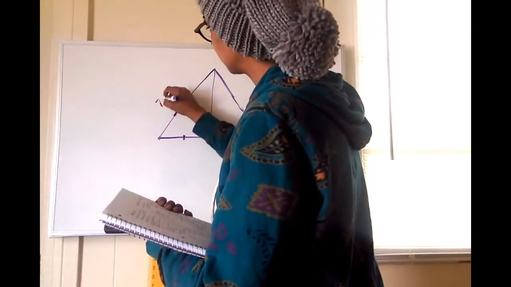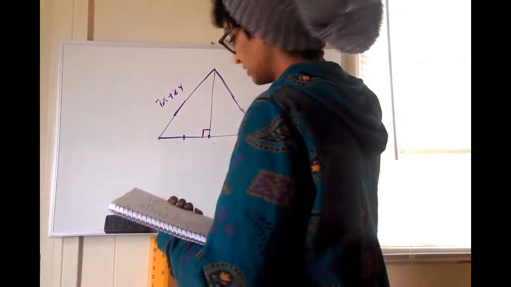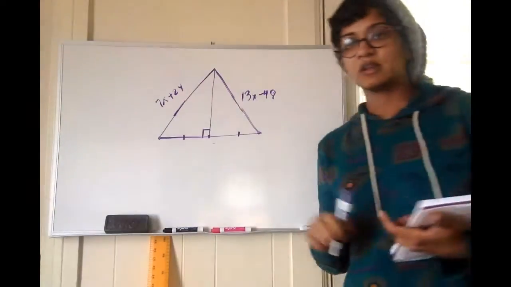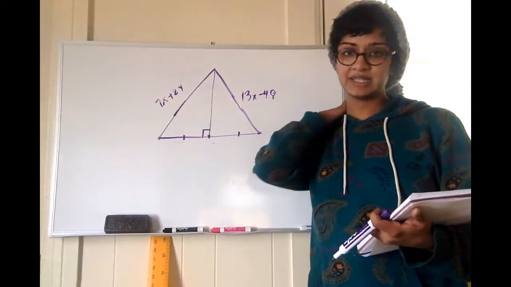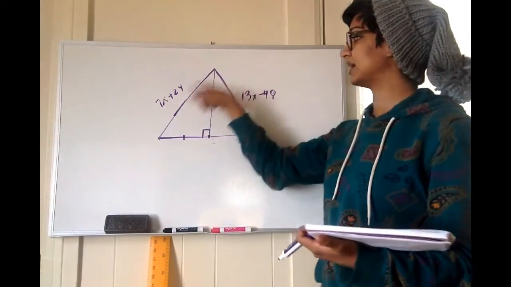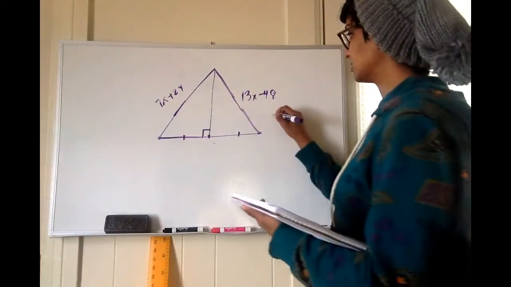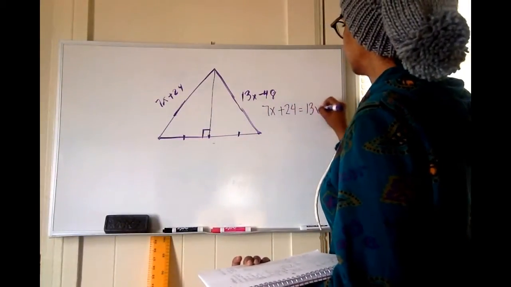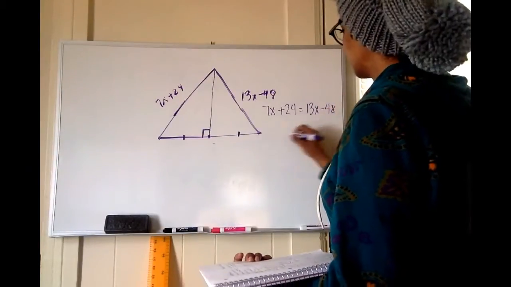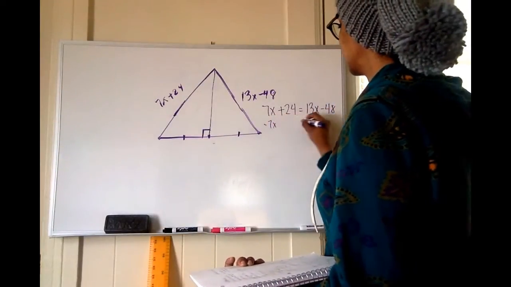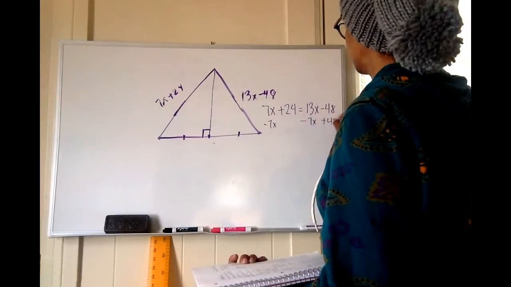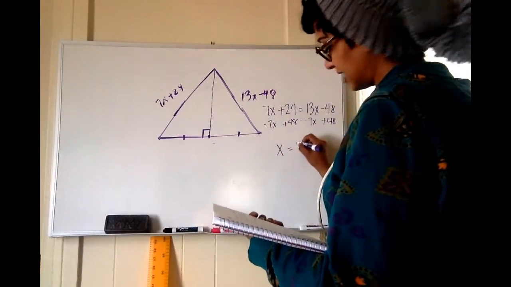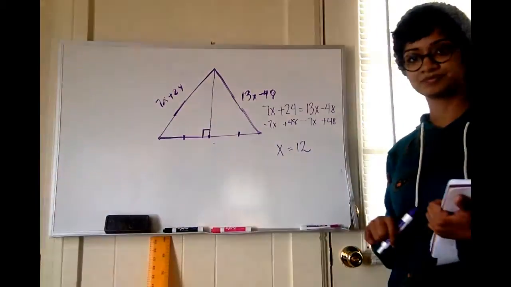So for you to have a little bit of help, I give you 7x plus 24 over here, and 13x minus 48 over here. Well, I see that it's a perpendicular bisector, so I know that these sides are going to be equal. I'll set them equal to each other. 7x plus 24 equals 13x minus 48. Minus 7x plus 48. And doing all the calculations, I get x equals 12.